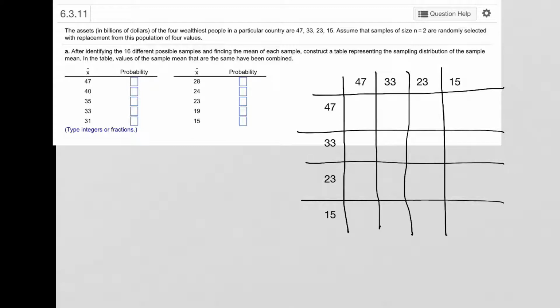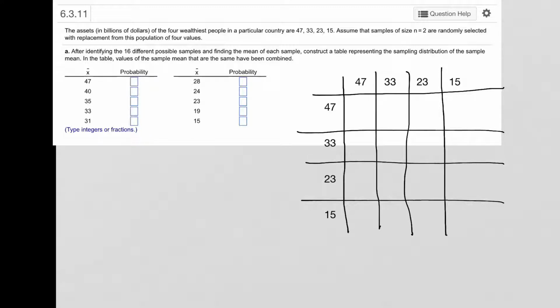Since we're selecting with replacement, we can select the 47 twice, or the 47 and 33, or 33 and then 47. So we're going to find all the possible pairings and find the means of those possible samples. So I made a table here so that I can calculate those means.